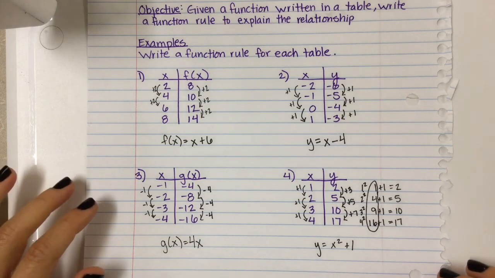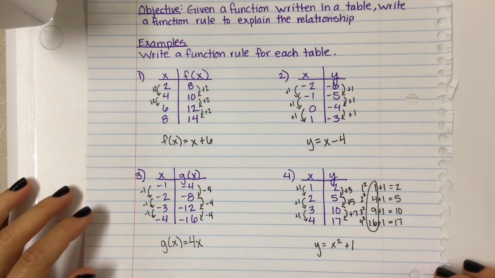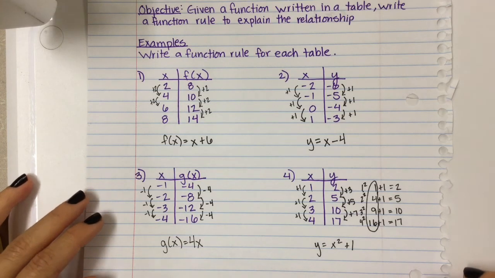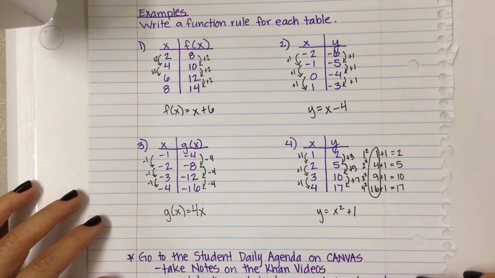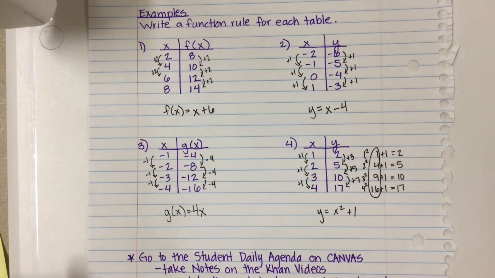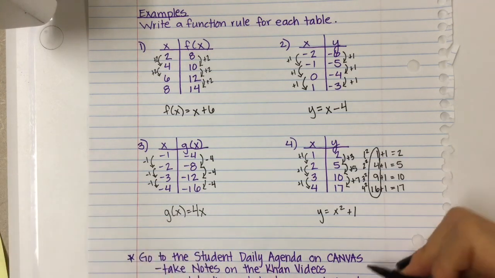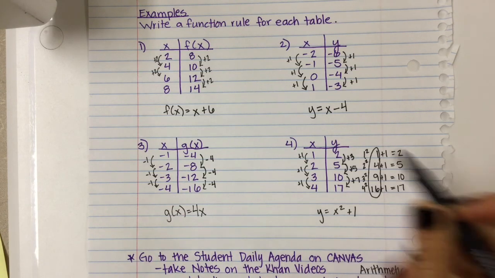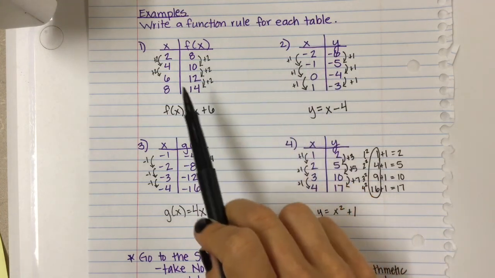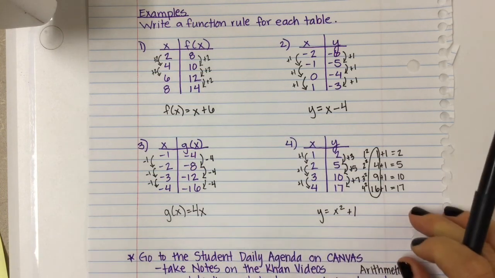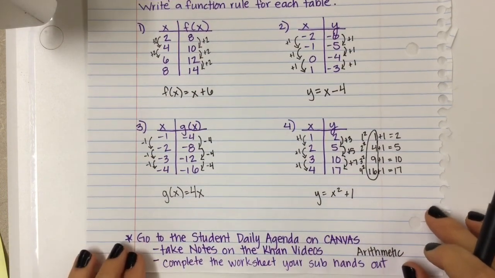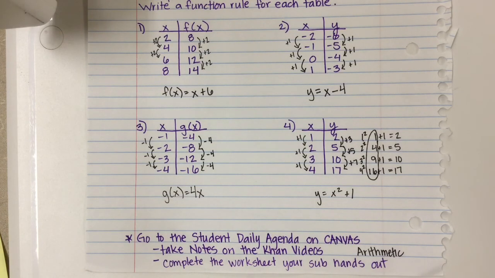So I want you to take what we just went over, and I'm hoping you took notes while we went through it. And I want you to go onto your student daily agenda on Canvas. And when you're on there, I want you to watch the videos. There's a video on arithmetic sequences. And in arithmetic sequences, you're going to find a lot of these types of patterns happening. And there's a general formula you use for those types of patterns. So I want you to watch those videos, take notes on that, and then you're going to complete the worksheet that your sub is going to hand out to you. If you have any questions, please come see me tomorrow during tutorial.